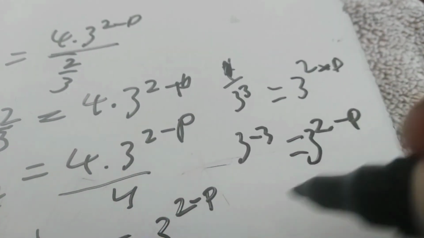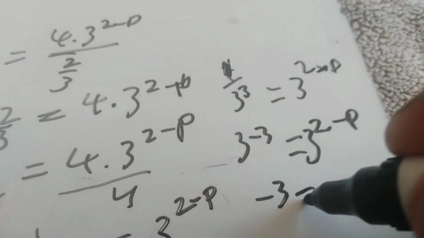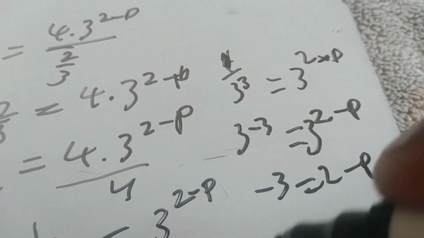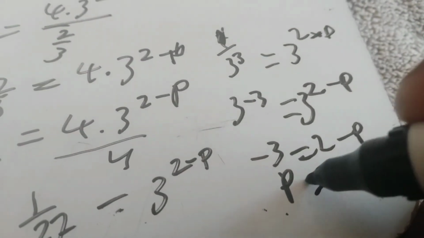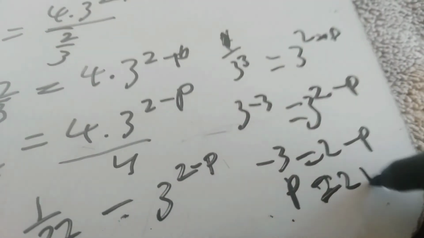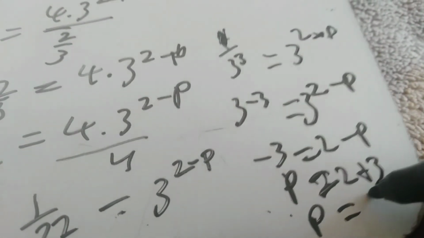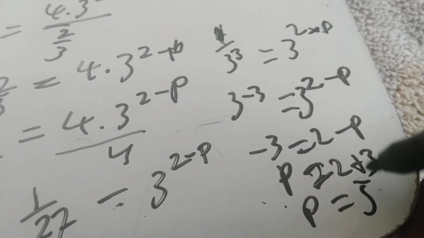Now since the bases are the same, we can equate the exponents. So minus 3 is the same as 2 minus p. Let's take p to that side, and let's take minus 3 to the other side so that it becomes 2 plus 3. And p becomes 5. And there we have it. We have solved for p.